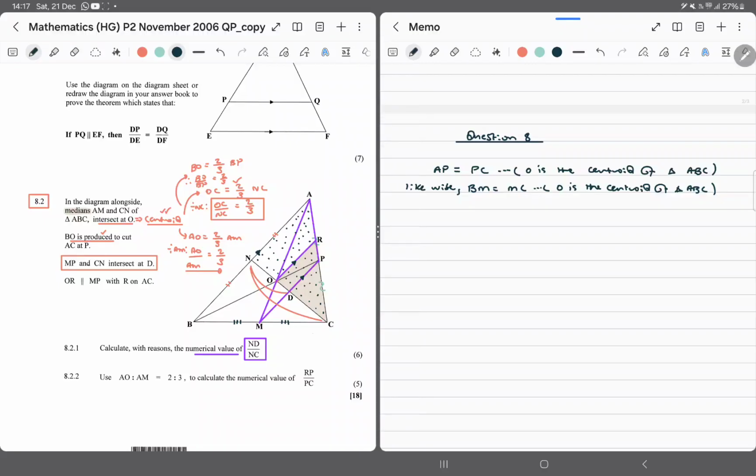Now, what are we going to say? We know that a line that joins the midpoints of two sides of a triangle is parallel to the third side and equal to half of that. So we can say, therefore, we will appreciate that MP is parallel to AB. Now what are we going to say? Midpoint theorem of triangles.